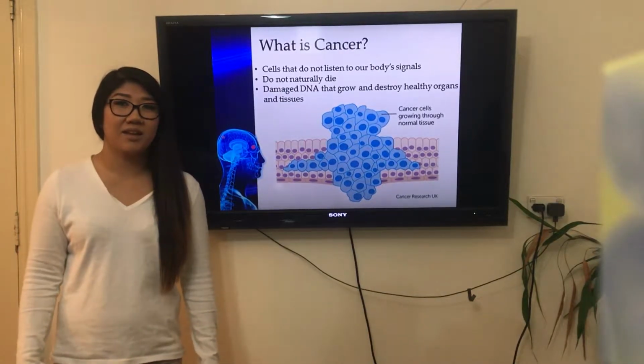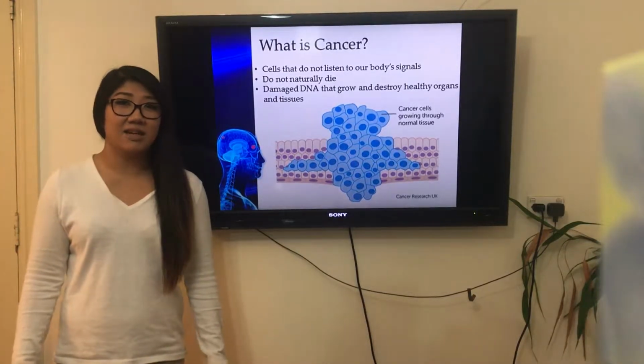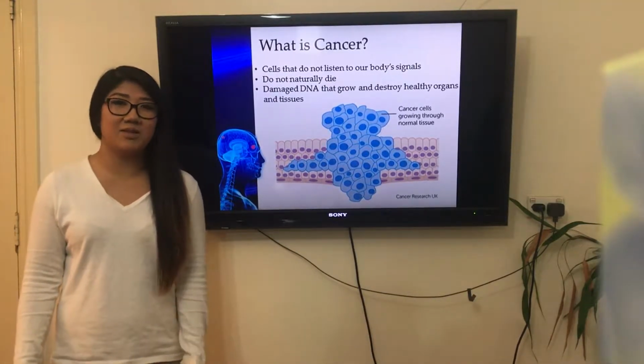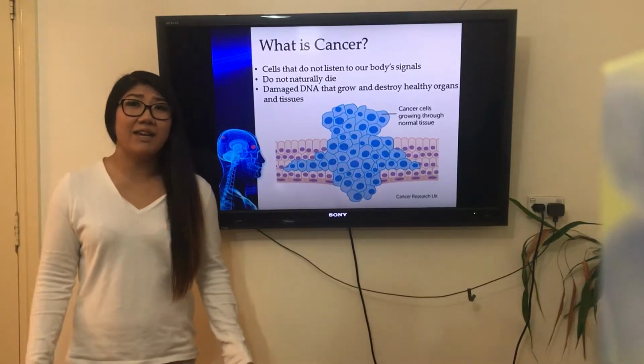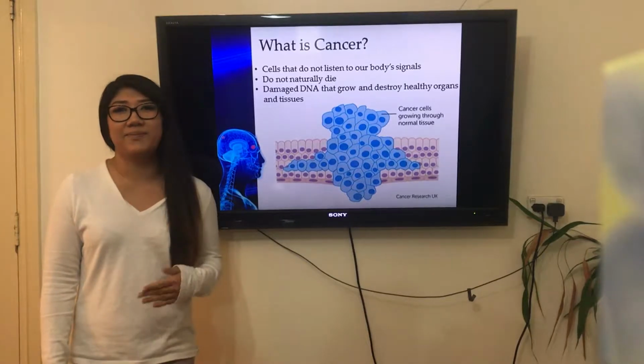new healthy ones. Once in a while though, the DNA blueprint in a cell can get damaged. Sometimes the cause is a chemical or environmental carcinogen. You might even have a hereditary risk for cancer. Other times, we don't know the cause.